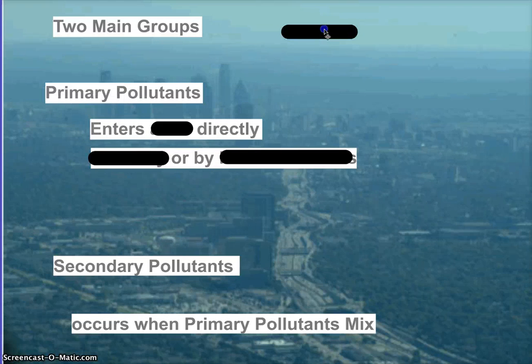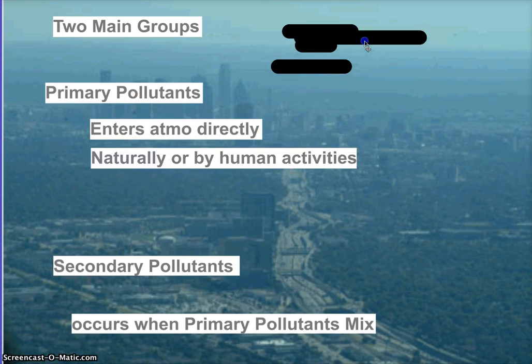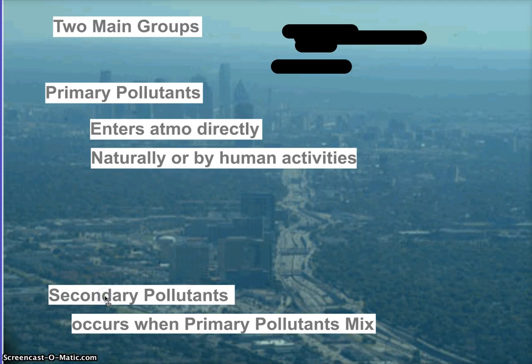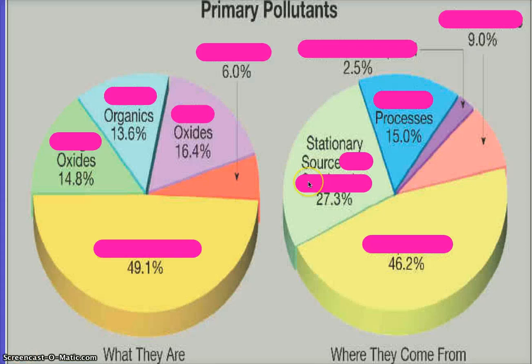The first one is called primary. And this is when pollution enters the atmosphere directly. And it's going to be either natural or human caused, but the actual compound is emitted directly into the atmosphere. And then secondary pollutants basically occurs whenever a primary pollutant mixes with something. That's how you get secondary pollutants. Think of things that we've talked about that go straight into the atmosphere.